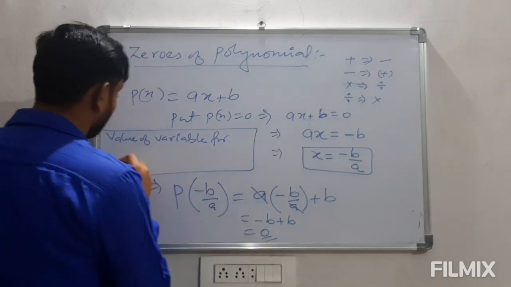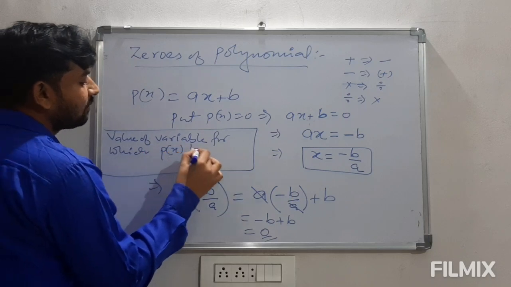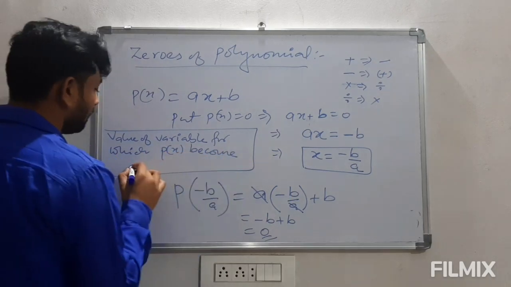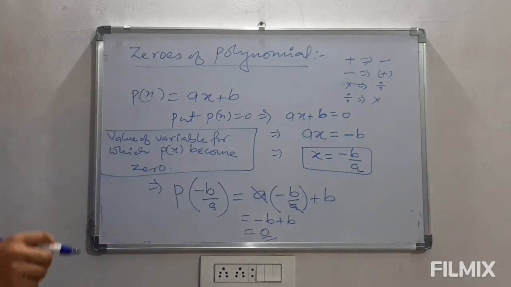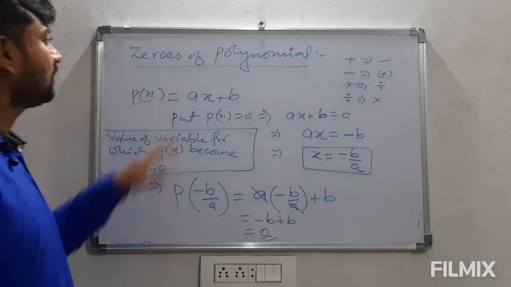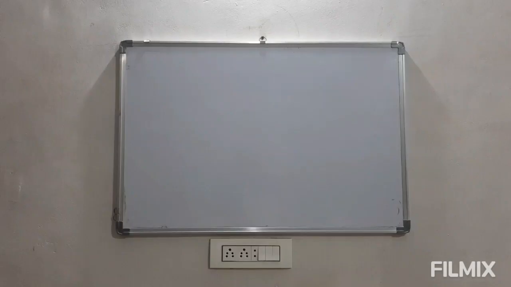for which p of x becomes 0. The value of the variable for which p of x becomes 0 is called the 0 of that polynomial. So this is all about it.